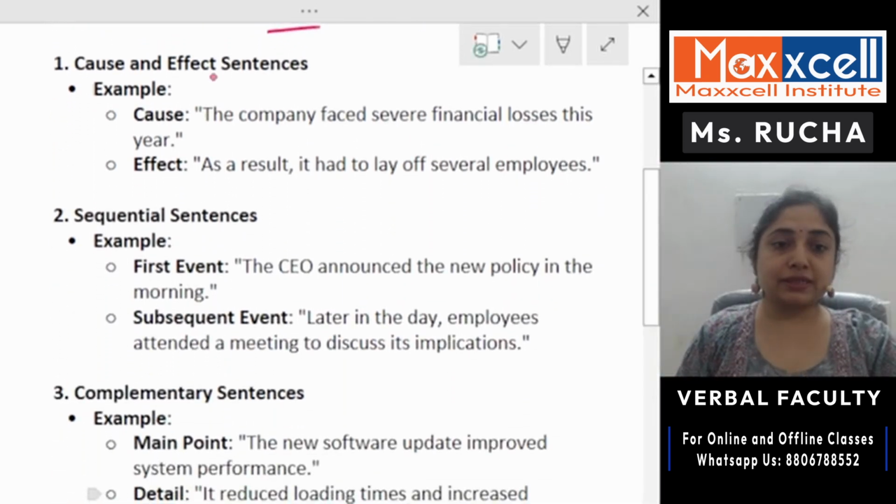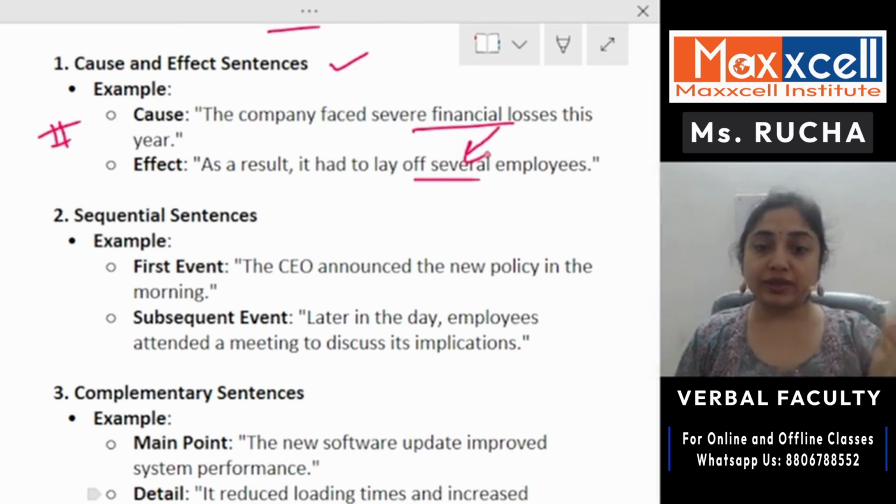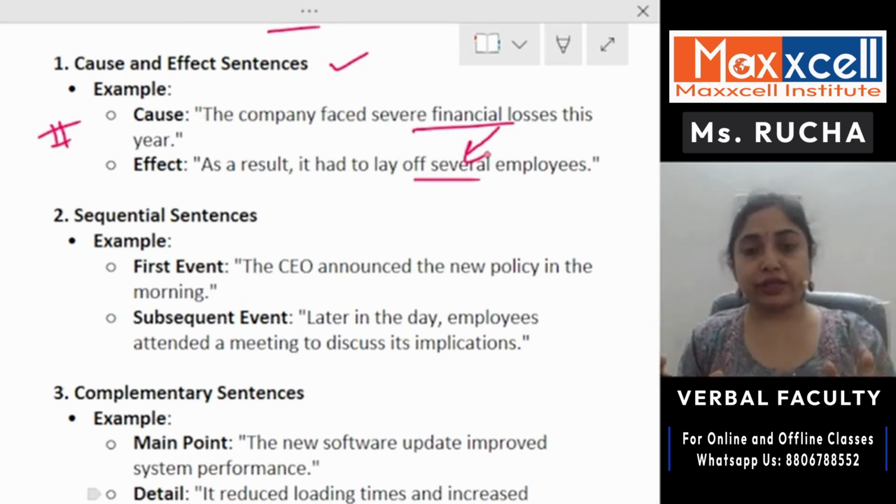Sentences that share this relation of cause and effect, right? So let's take examples also now to understand. The company faced severe financial losses this year. As a result, it had to lay off several employees. Financial losses and several employees are related. There is a correlation, and because one thing happened, the second thing happened. So this is a cause and effect relation.